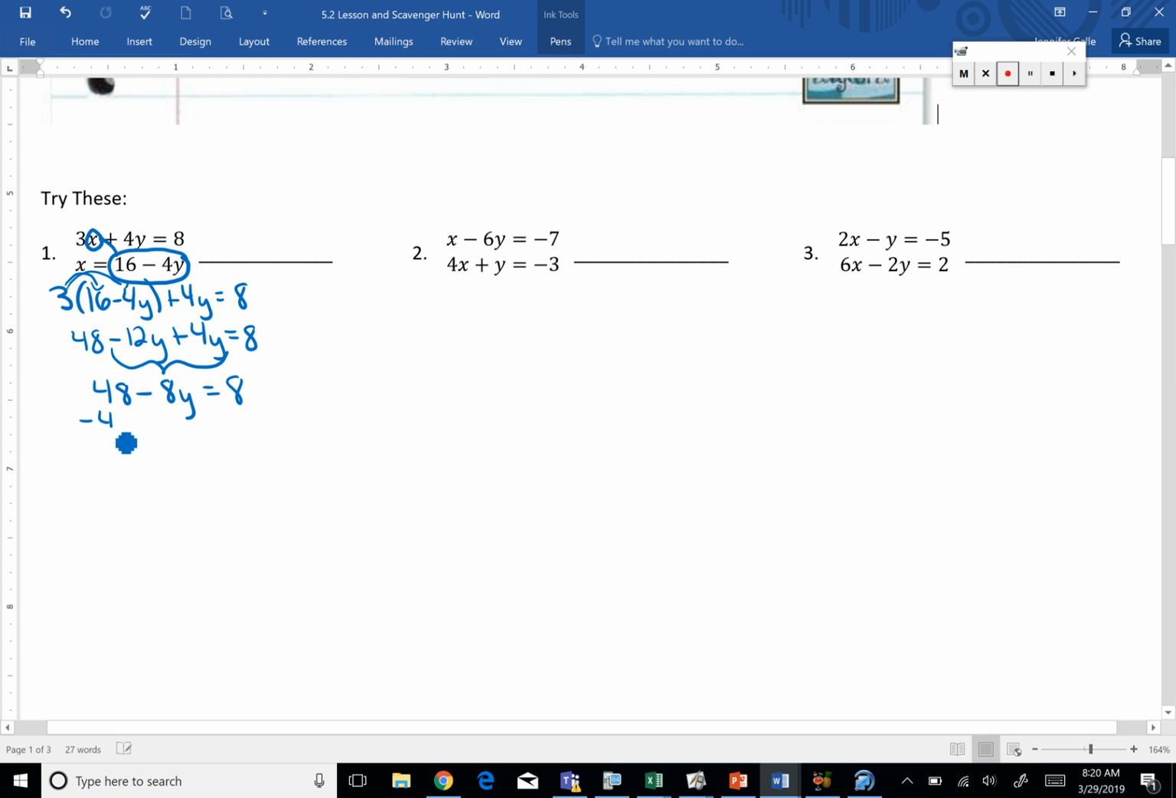Move our positive 48 by subtracting it. Be careful, we're left with a negative 8y. We're going to have a negative 40. Divide by our negative 8 to finish.